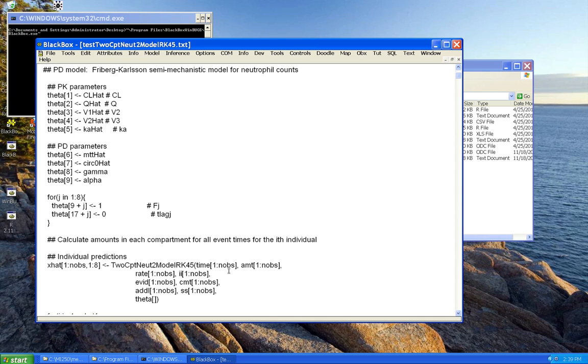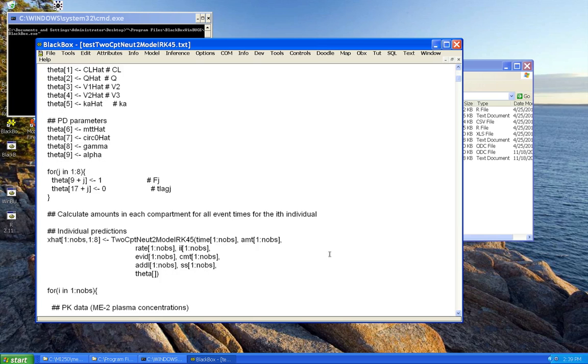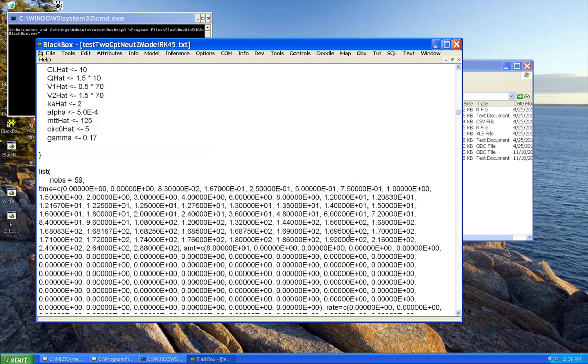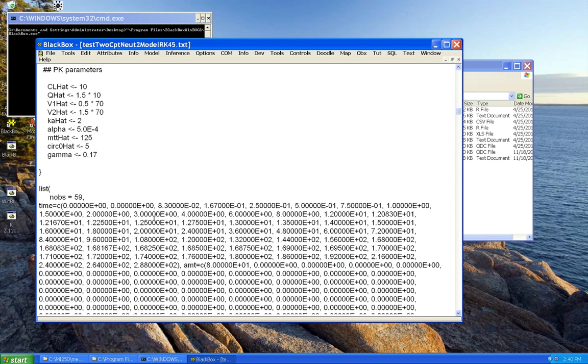Now the other thing I need to do is somehow get all these other components for time, amount, rate, etc. And you can do that in a couple of ways. If you want, you could actually hard code those right in the model. I often find it easier, however, to write those up as a sort of pseudo data file. So if we scroll down, you'll see I've created such a data file down here.